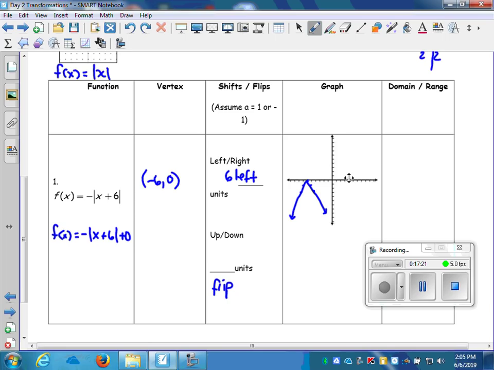So your domain for this is all real numbers. Now your range, if you put your pencil horizontally at the vertex, everything is below the x-axis. So your range is less than or equal to 0.